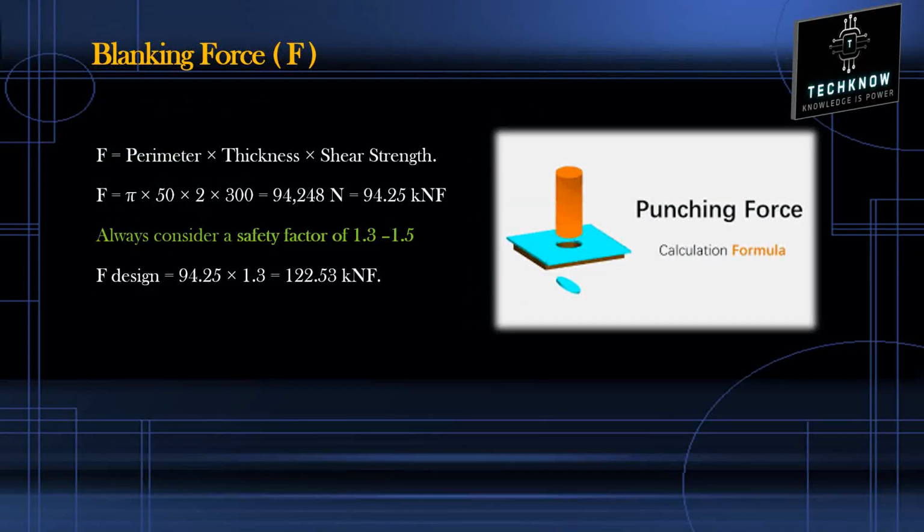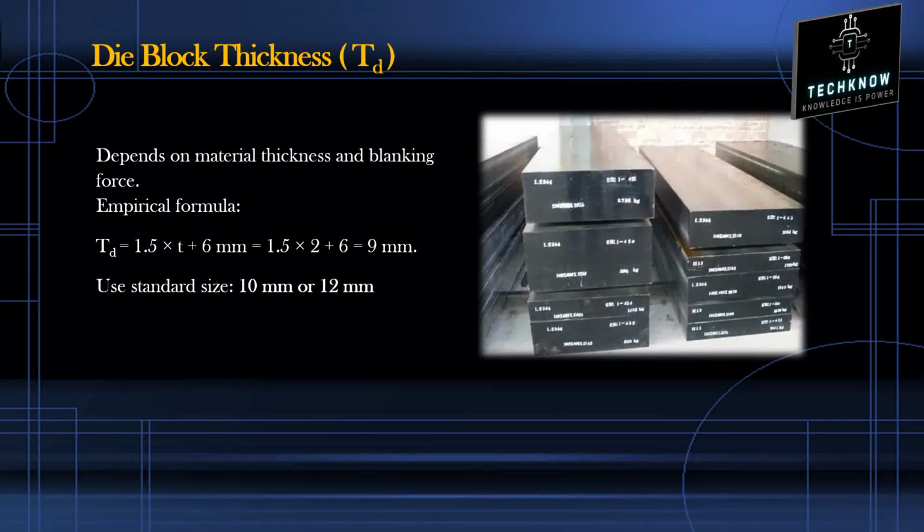Blanking force F equals perimeter times thickness times shear strength. F equals pi times 50 times 2 times 300 equals 94,248 N equals 94.25 kN. Always consider a safety factor of 1.3 to 1.5. F design equals 94.25 times 1.3 equals 122.53 kN. Empirical formula: die thickness equals 1.5 times T plus 6 millimeters equals 1.5 times 2 plus 6 equals 9 millimeters. Use standard size 10 millimeters or 12 millimeters.